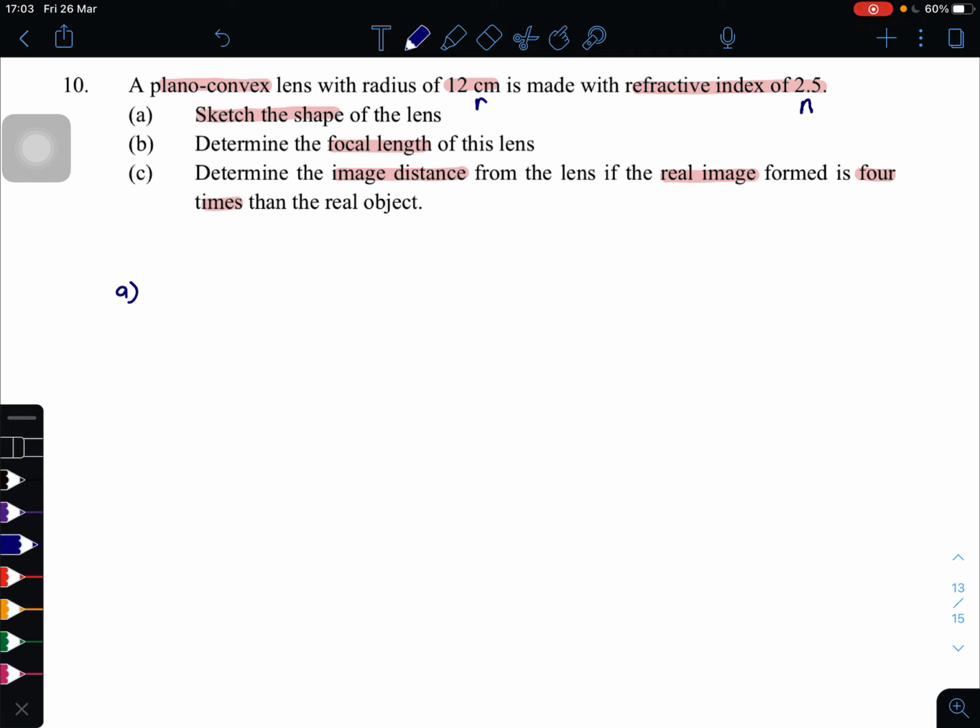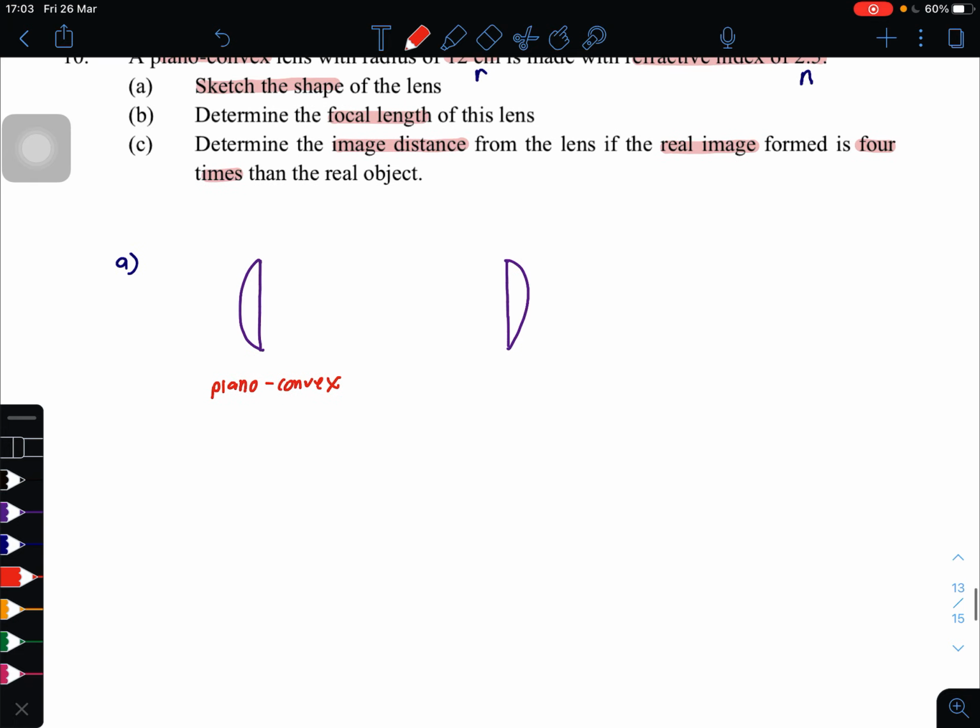So we can either sketch two ways. First, okay, kita akan lukis satu macam ni and then macam ni, ataupun kamu boleh lukis dia macam ni dan macam ni, dia akan terbalik lah. So either way still betul. Okay, so now this is the shape of the lens. This is what we call as planar convex. Okay, next one is determine the focal length of this lens.